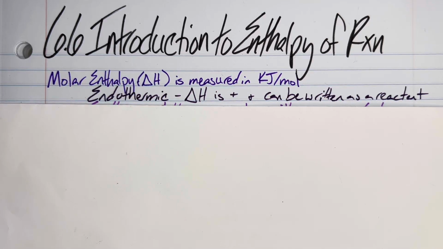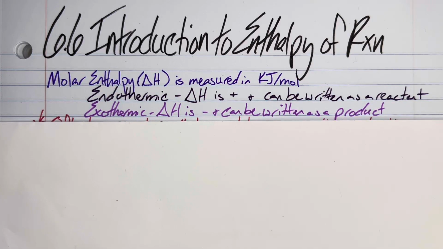And for endothermic reactions, our delta H is going to be positive, and it can sometimes be written as a reactant. For exothermic reactions, our delta H will be negative, and it will sometimes be written as the product. Remember that endothermic reactions, we had to take in energy, and so that's why it would be written as a reactant, whereas exothermic reactions, we are releasing energy, which is why it would be a product.